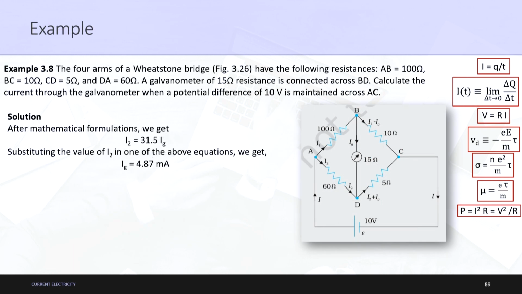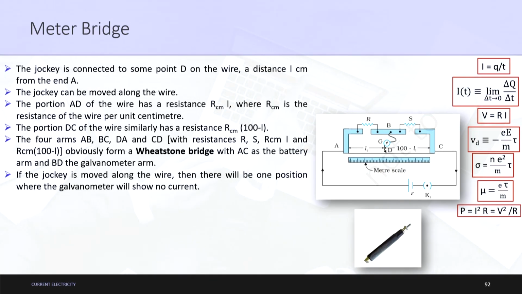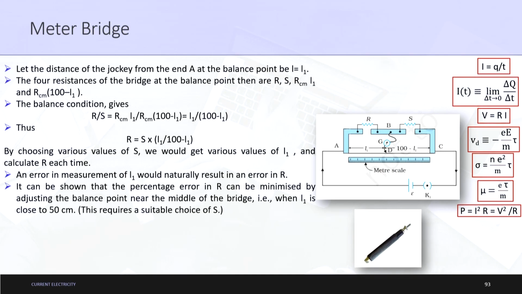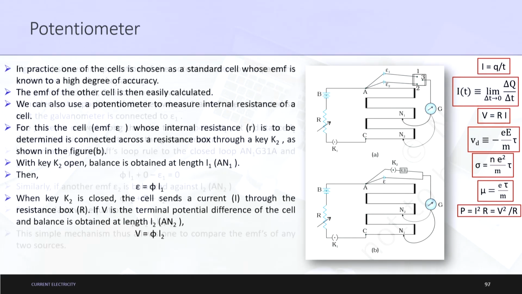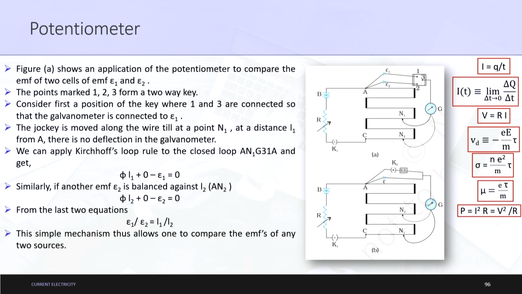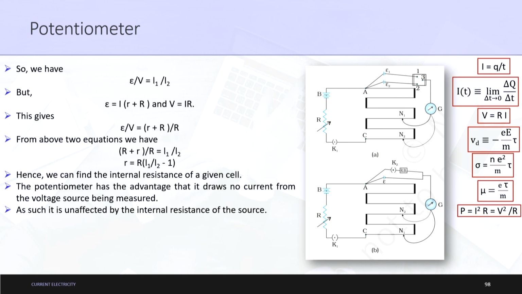Okay. Then an example was dealt with for the galvanometer in the not balanced condition. Then we understood the meter bridge completely. Finally, what we derived is that R is equal to S into L1 upon 100 minus L1, where R is unknown and S is known. In the potentiometer concept, there were 2 different things. First, epsilon 1 by epsilon 2 is equal to L1 by L2. Next was small r, to find the internal resistance: small r is equal to capital R into L1 upon L2 minus 1.